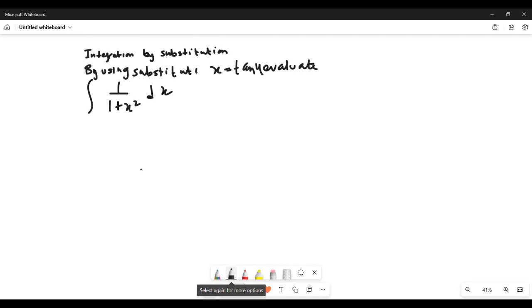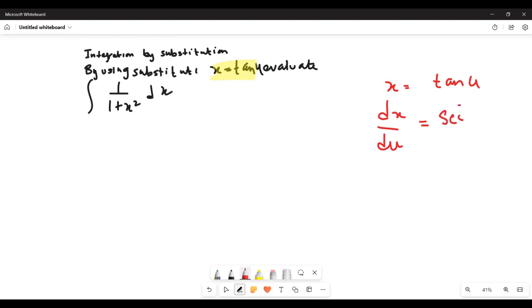So start with the given substitution, x equals tan u. The variable on the right is u. So we start with dx upon du equals, what's the derivative of tan u? It's secant square u. So that means dx equals secant square u du.